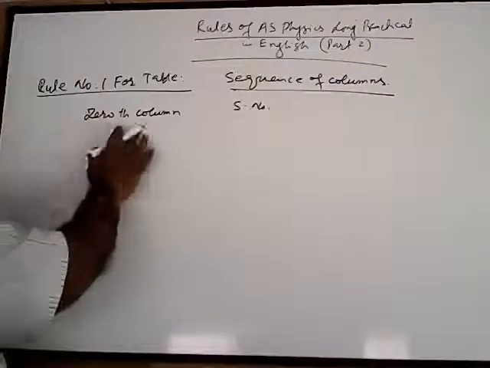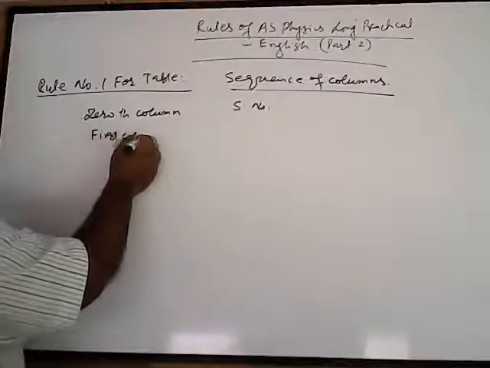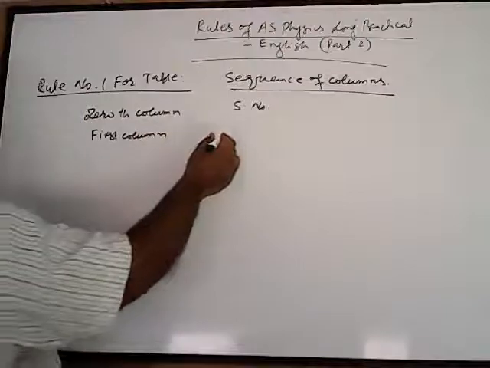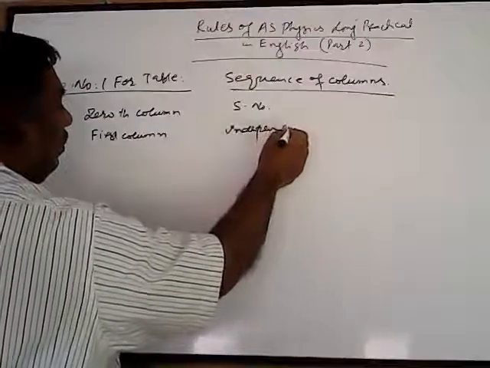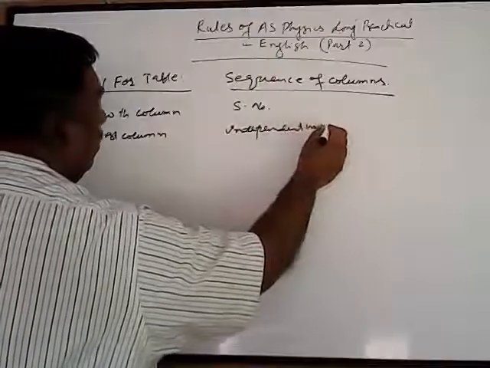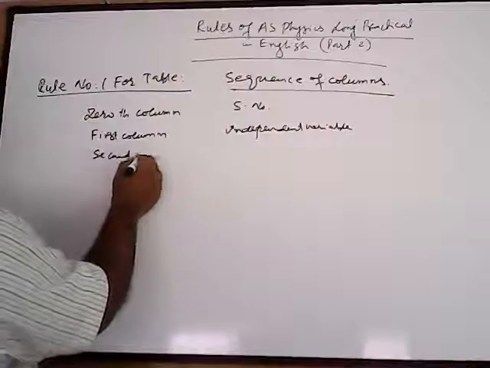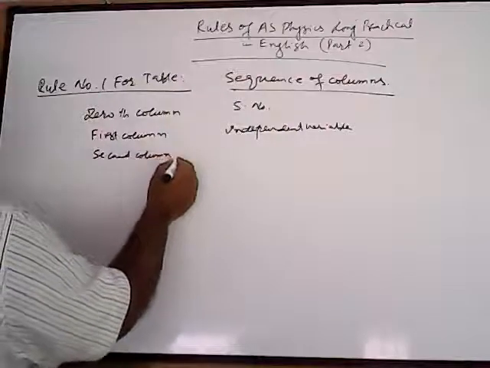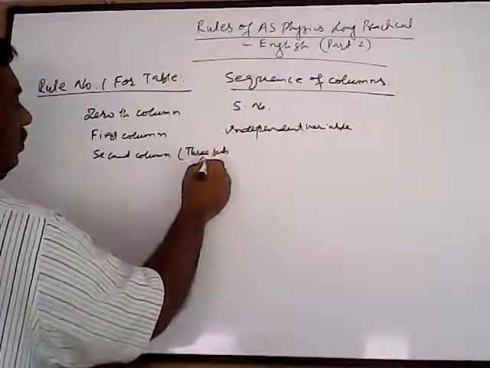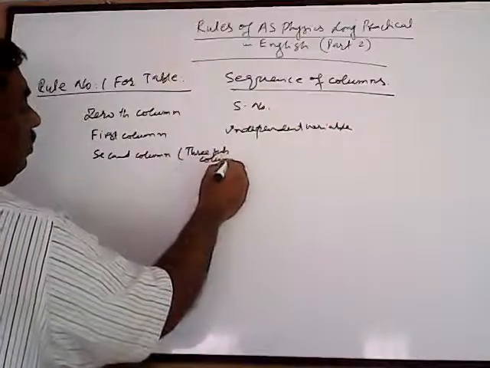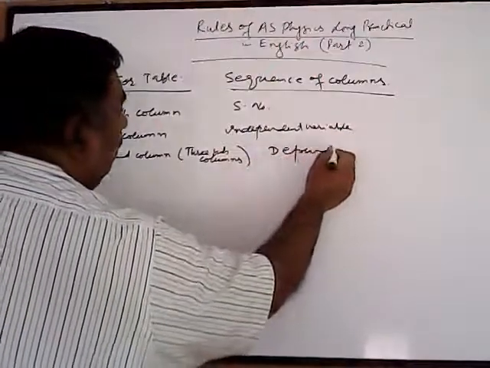So first, this is the zeroth column. First column is always of the independent variable. Second column, and it has 3 subcolumns. That is always of the dependent variable.